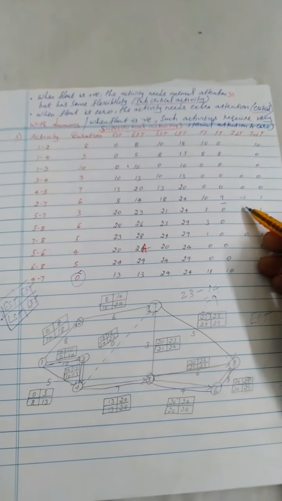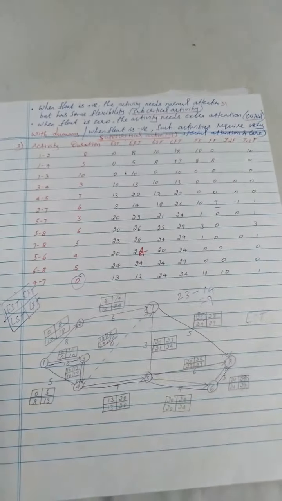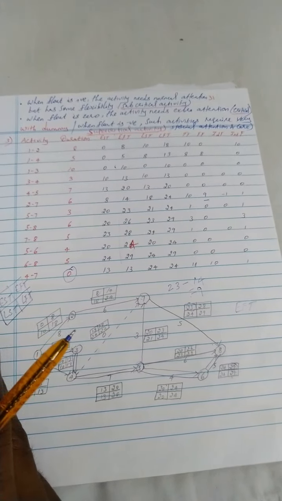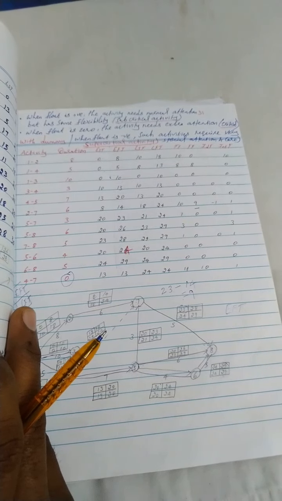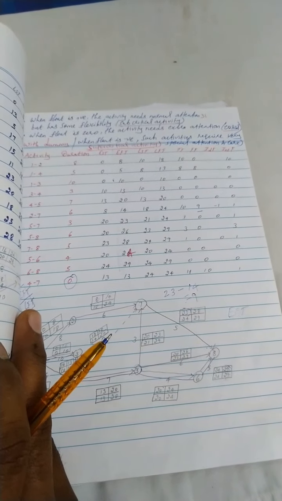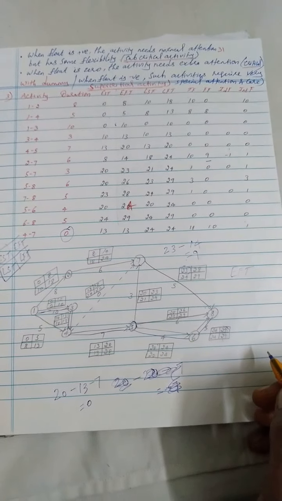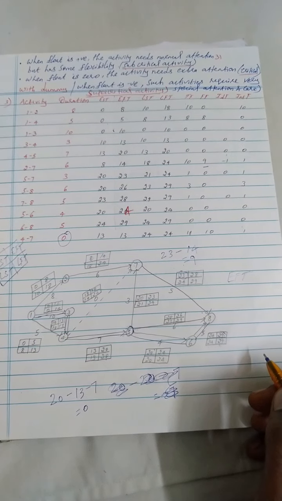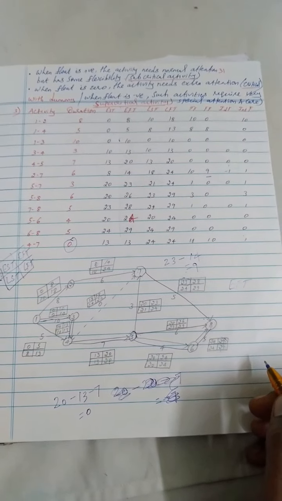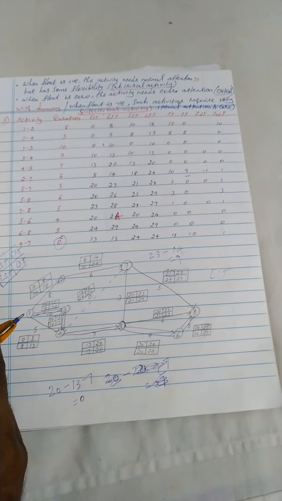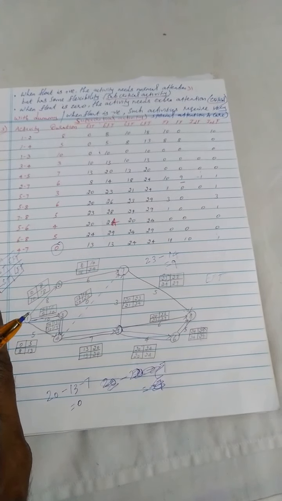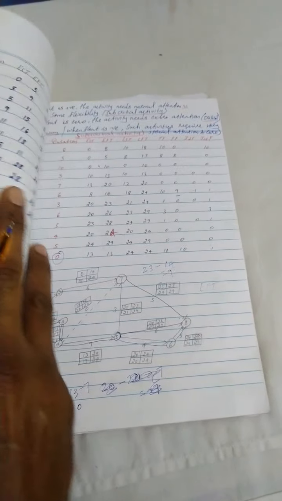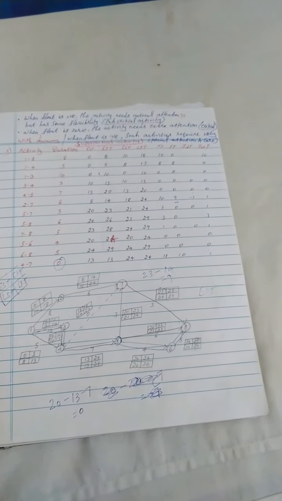Next, the independent float. The formula is the minimum of EST of succeeding activity minus the minimum of LFT of preceding activity, minus the duration of the respective activity. So this is the formula to calculate the independent float.